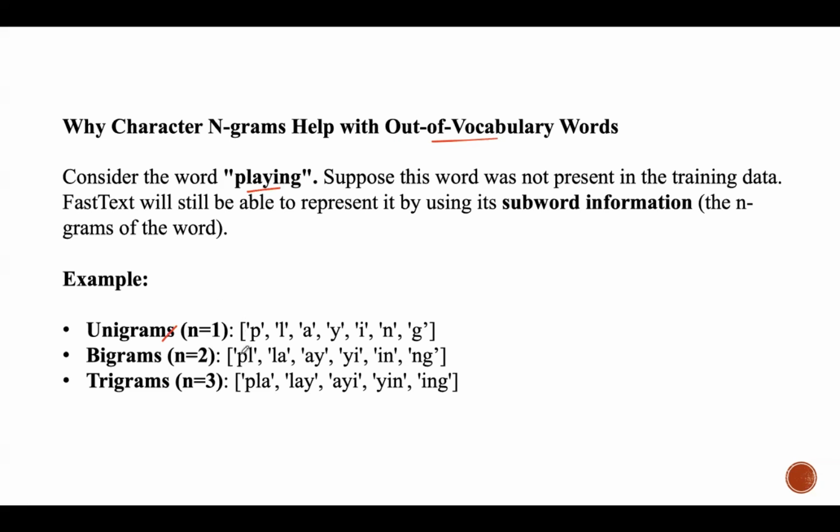So FastText uses these n-grams to represent words in a way that can better capture morphological structures. Using this, it can capture morphological structures like play, playing, played, etc.